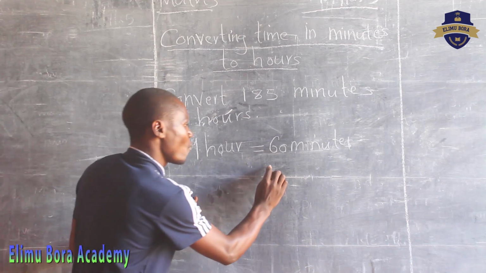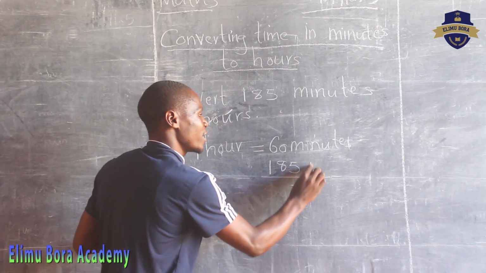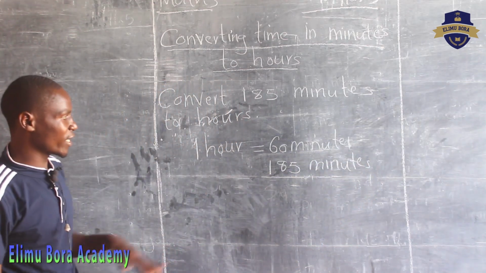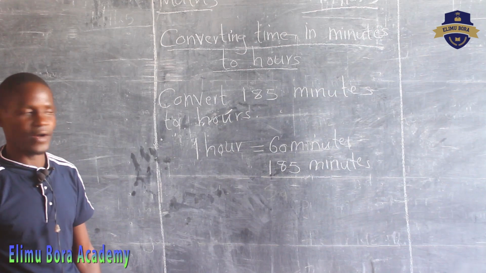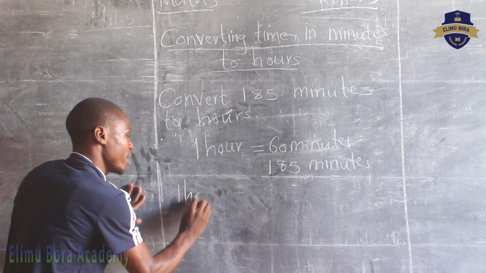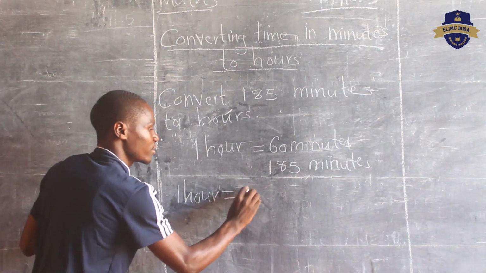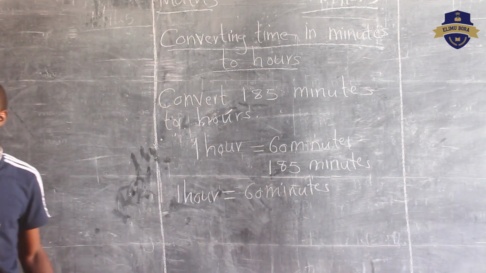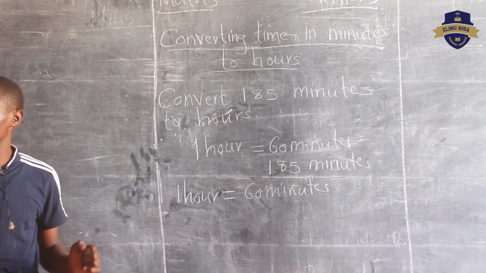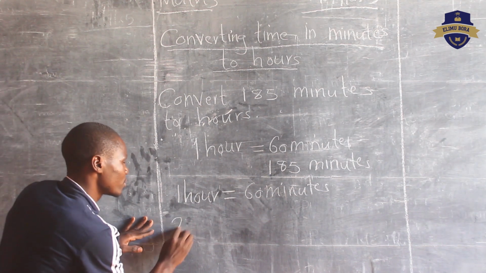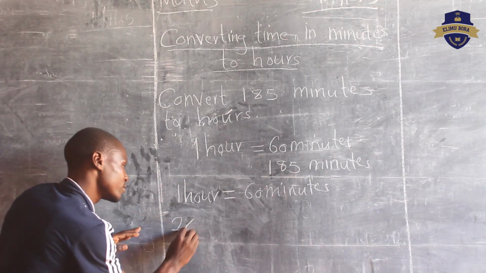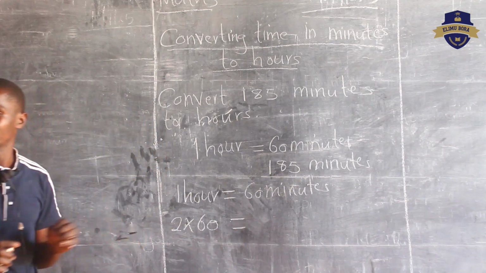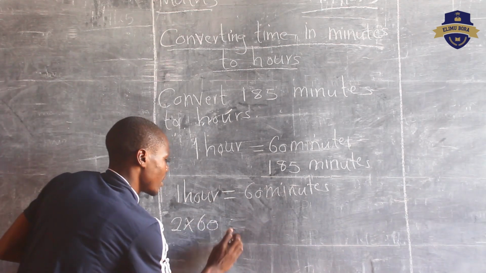What about 185 minutes? Are we there? So 1 hour is 60 minutes. 2 hours, it will be how many minutes? You take 2 times 60 minutes. You get how many minutes? 120 minutes.